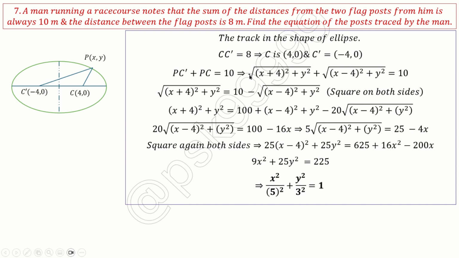So that is nothing but distance. Square root of x plus 4 whole square plus y square, plus square root of x minus 4 whole square plus y square, equal to 10. Now you can take one root to the other side, square it, and then remove the second square root also, right? So follow the steps, you will get the locus as an ellipse only. Okay, x by 5 whole square plus y by 3 whole square equal to 1. Okay, next.